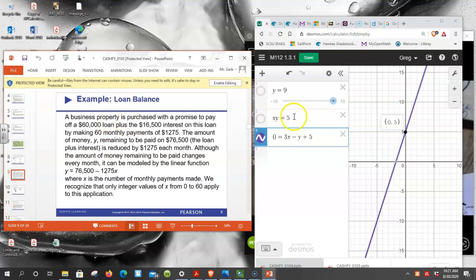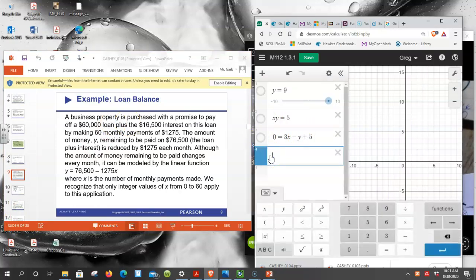All right, so here's a business problem. A business property is purchased with a promise to pay off a $60,000 loan, plus they had to pay $16,500 in interest, and they have to make 60 monthly payments of $1,275. This is real life right here. So it's very important to read the problem.